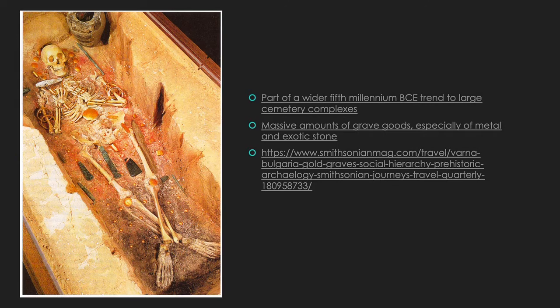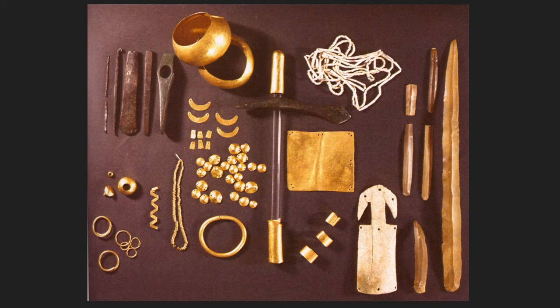And they are part of a wider 5th millennium BCE trend towards large cemetery complexes. There's massive amounts of grave goods, especially of metal and exotic stone. What's also interesting, though, is that these ornaments and many, many gold beads, as well as axe handles and other very, very flashy objects, are not evenly distributed.